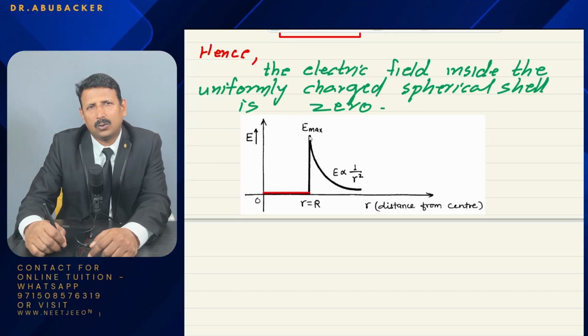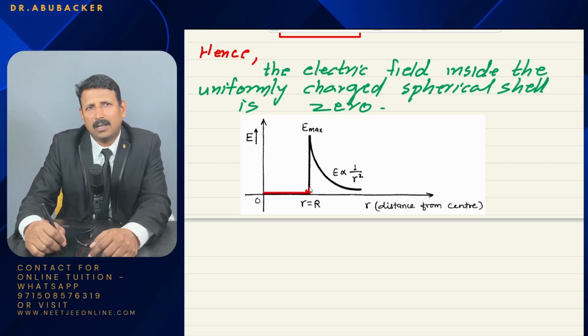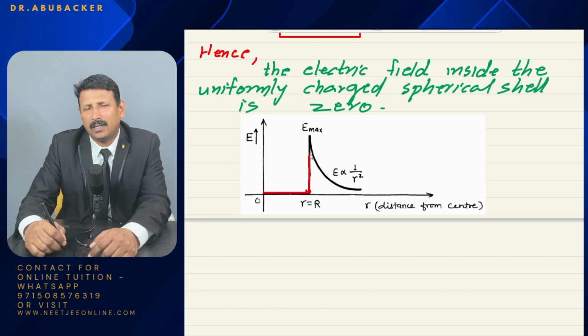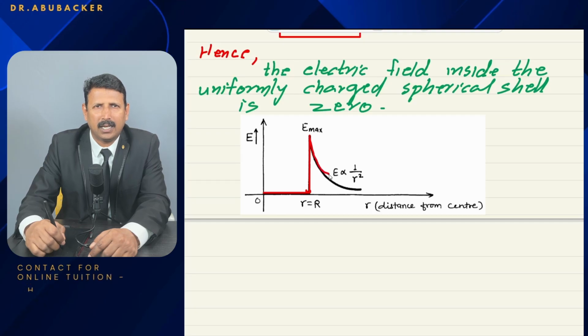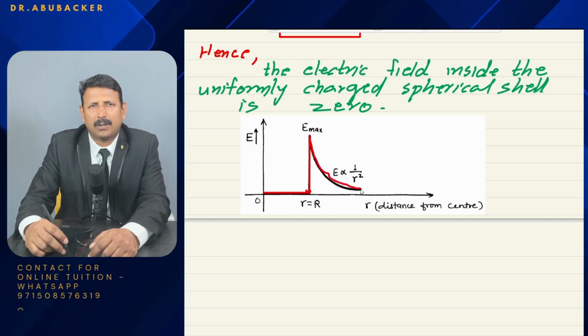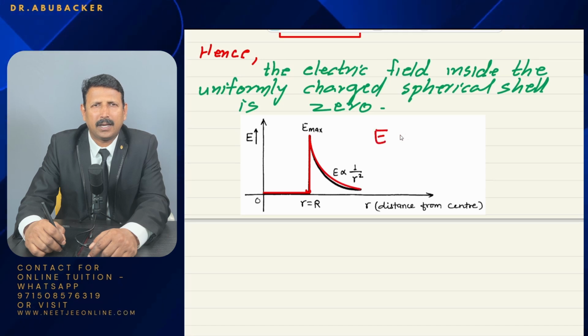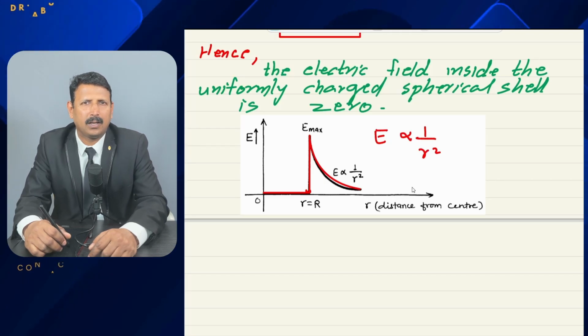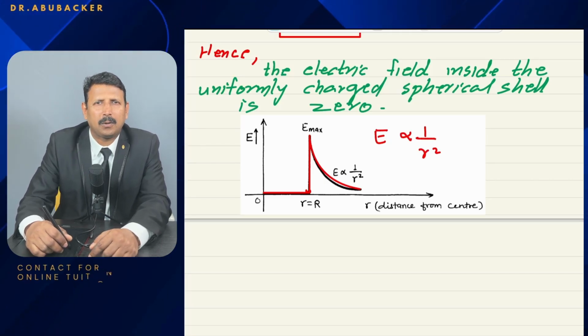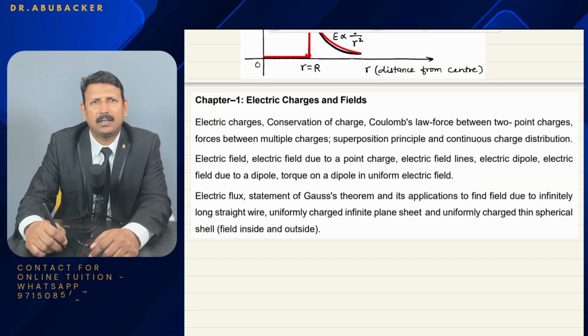From 0 to the surface of the shell, there is no field, so it is along the x-axis. At the surface of the shell, the maximum exists, so suddenly draw a line upward. From there it starts reducing as the distance increases. If the point P is far away, slowly it vanishes. So E is proportional to 1 by r square, you can write, from this graph.